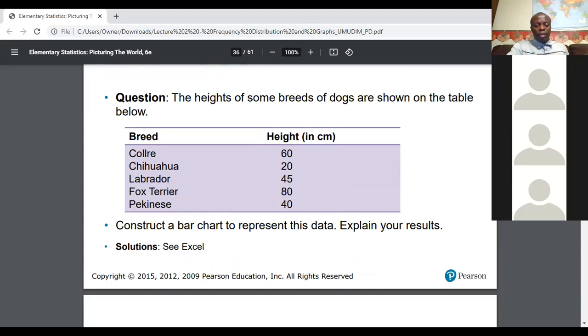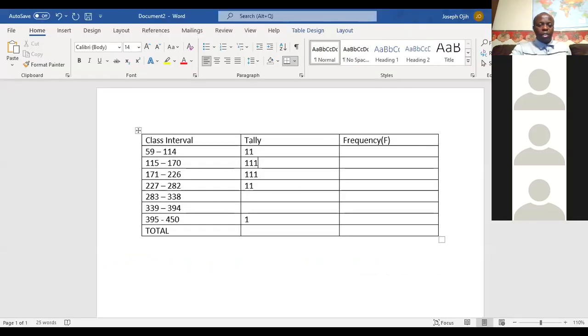So construct a bar chart for this. Let me see if we have a bar chart for that, then I can explain. Okay, let me see. No, this will not work. All right, let's do the bar chart.